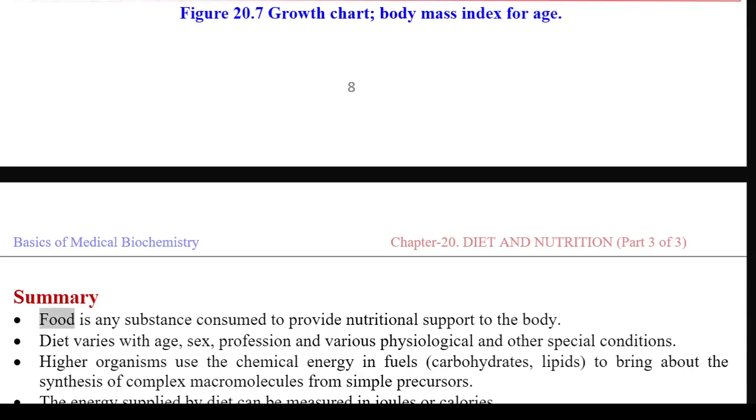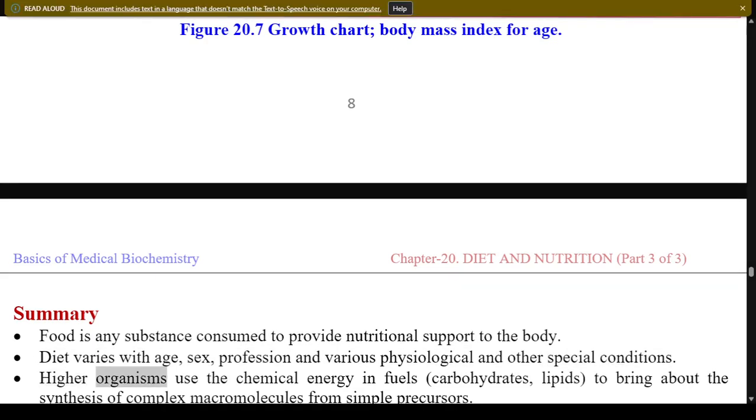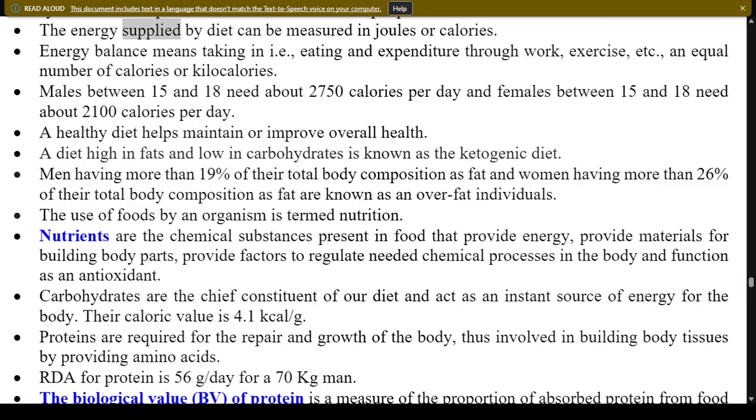Summary. Food is any substance consumed to provide nutritional support to the body. Diet varies with age, sex, profession, and various physiological and other special conditions. Higher organisms use the chemical energy in fuels, carbohydrates and lipids, to bring about the synthesis of complex macromolecules from simple precursors. The energy supplied by diet can be measured in joules or calories. Energy balance means taking in, i.e., eating, and expenditure through work, exercise, etc., an equal number of calories or kilocalories.